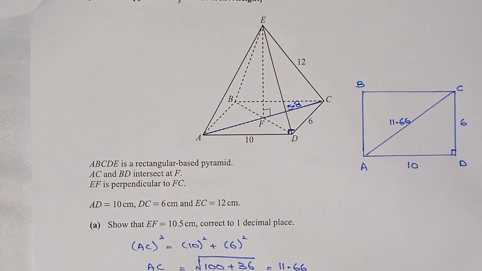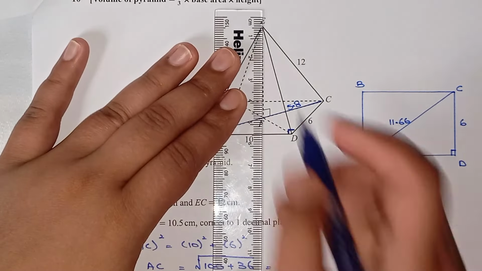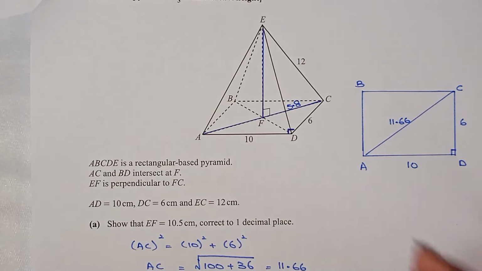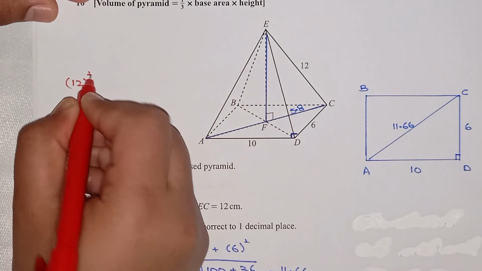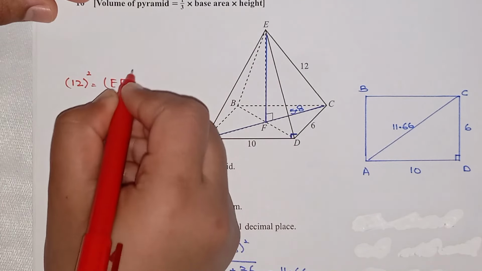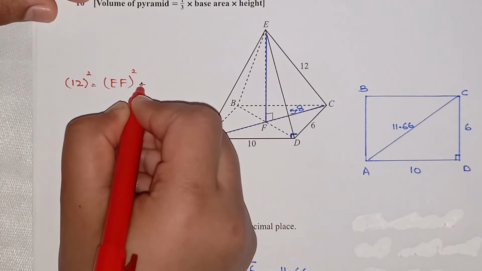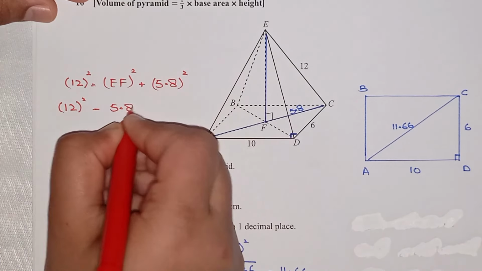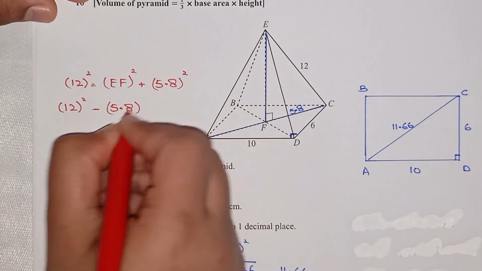We can easily find out EF by using the triangle EFC. And again, we know that this is a right angle triangle. We know the hypotenuse and the base. We can find out the perpendicular side by using the Pythagoras theorem again. So we can say that 12 square, that is EC, would be equal to EF square plus F to C, that is 5.8 square. So 12 square minus 5.8 whole square would be equal to EF square.